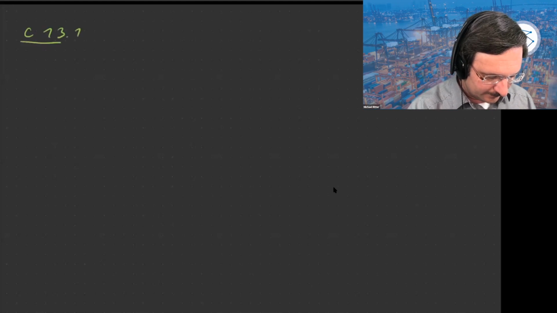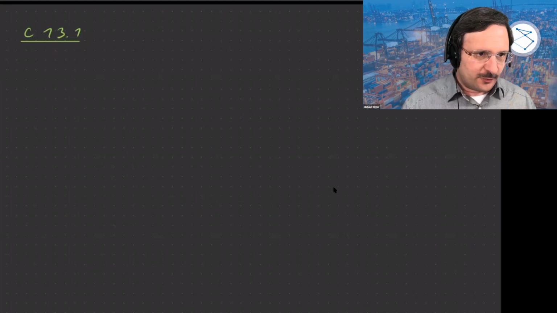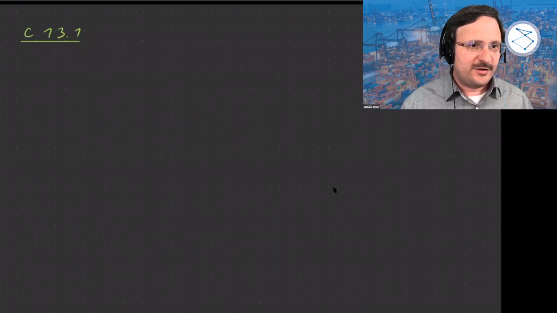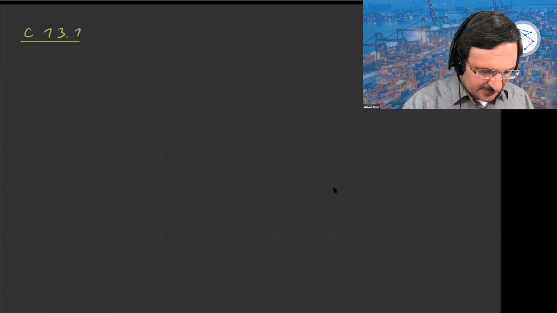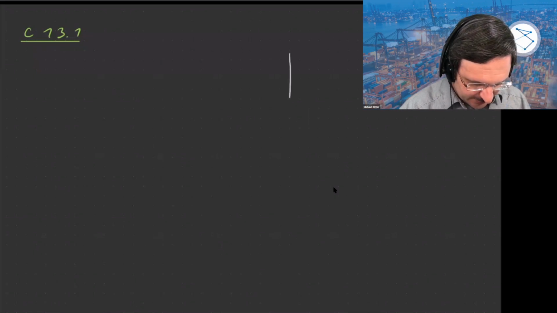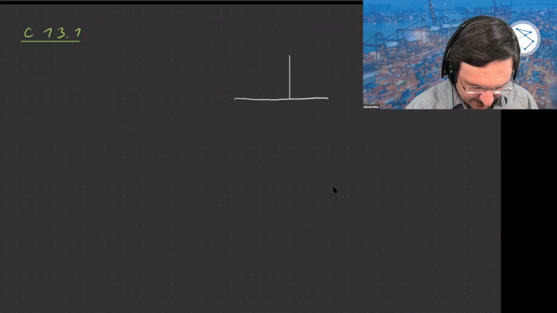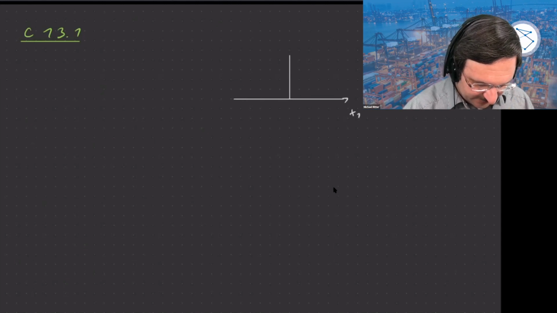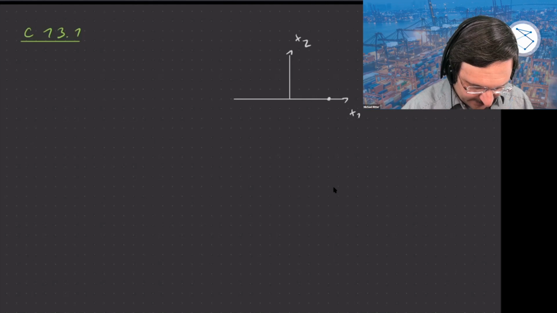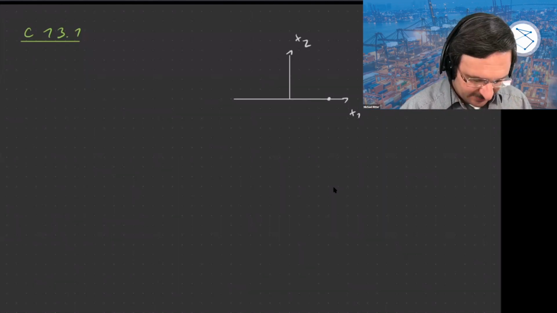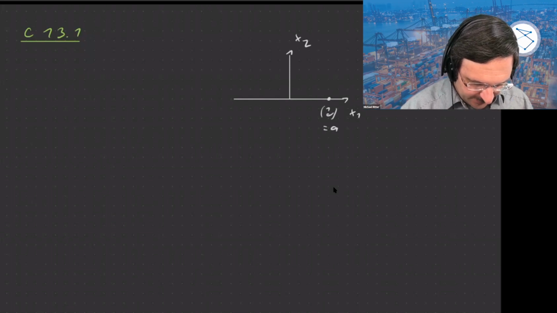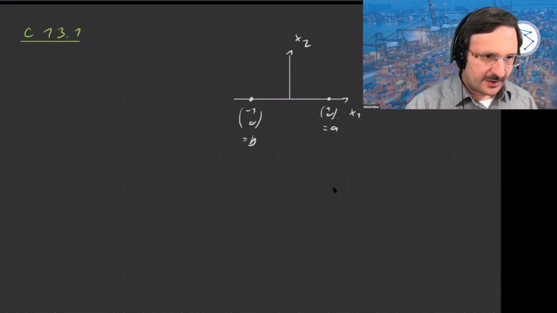So let's start with 13.1. In this problem, we are given points A and B in R2. And we are given two curves, and the first task is to provide a parameterization for those curves. Let's make a quick sketch first. Basically the points that we have are these here. So here's x1, here's x2. And we have here the point that's called A, point (1, 0). And the point (-1, 0). That one's called B.